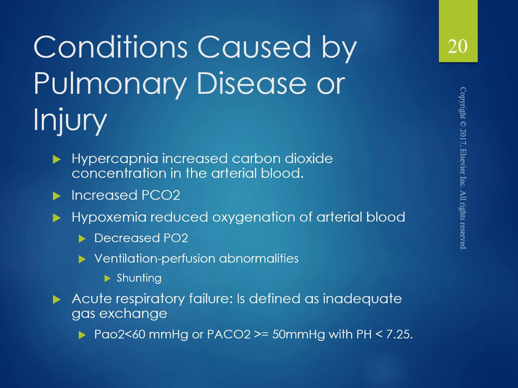Then you've got hypoxemia, a reduction in oxygenation of the arterial blood. It's a decrease of PO2 to less than 60 mmHg. You have decreased PO2 and ventilation perfusion abnormalities. You can have shunting. Cyanosis can result and refers to a bluish discoloration of the skin and mucous membranes that results from excess concentration or reduction of oxygenation of hemoglobin in the small blood vessels. You can have lips, nails, ears, and cheeks all be cyanotic.